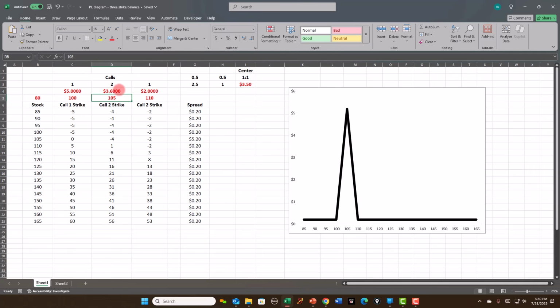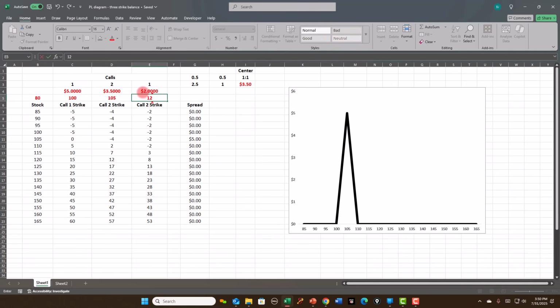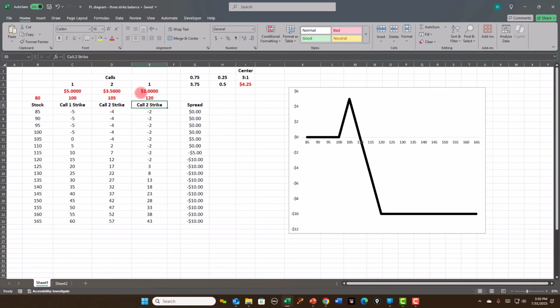And that's how we know that this center strike cannot be more than 350, or the average of these two outer wings. So now let's try a broken wing. Let's do 100, 105, and maybe a 120 strike. That's what we saw in the presentation. There's the graph that we saw. But how could I balance these?